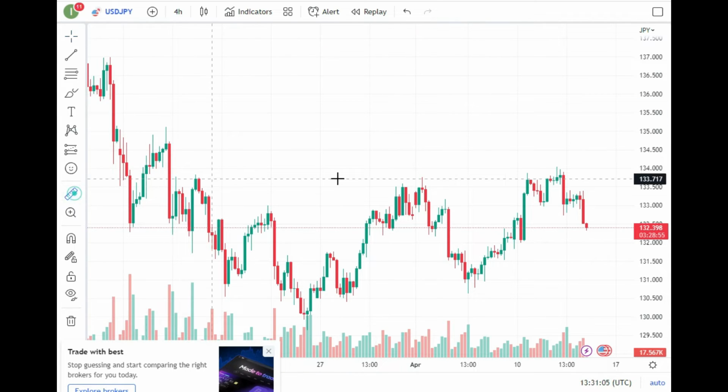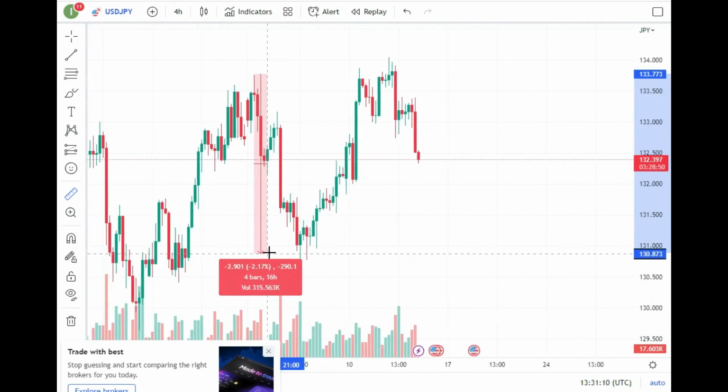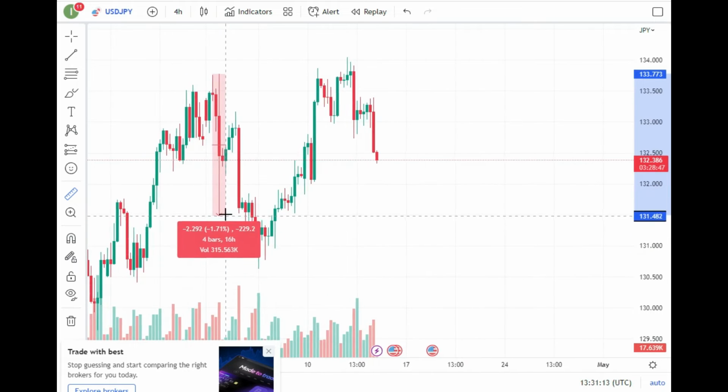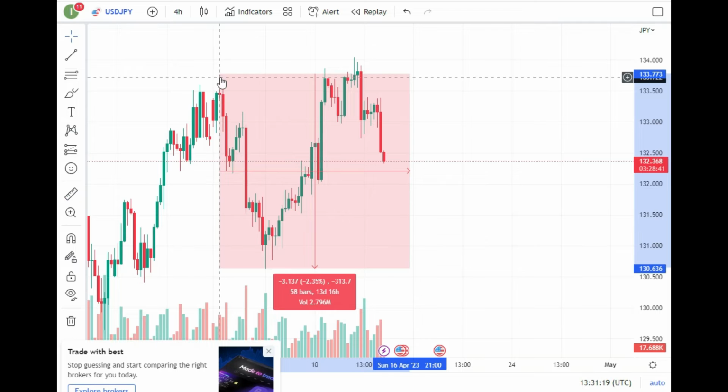So for example, I would put the ruler here. We have this spot, and right now I will watch this price, for example, like this. Okay, I want to see the movement here and here from 130.73 to 133.77, and based on this ruler measure tool, this is more than 300 pips, actually 313 pips. And I watch on this red area the span of 13 days.